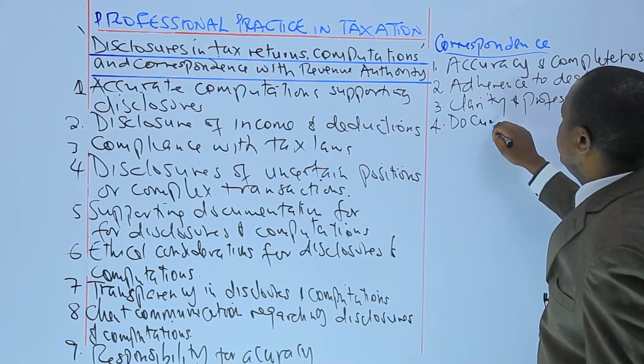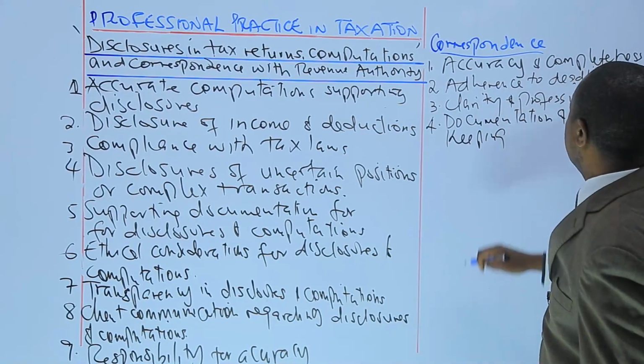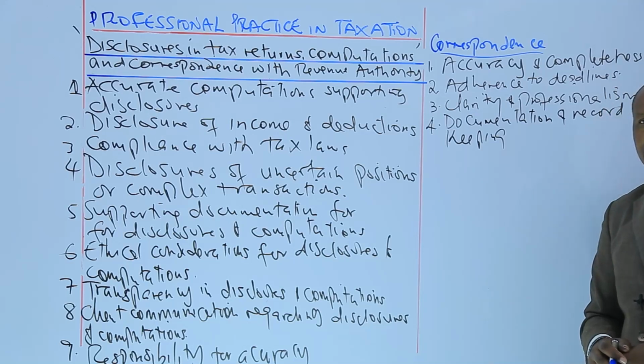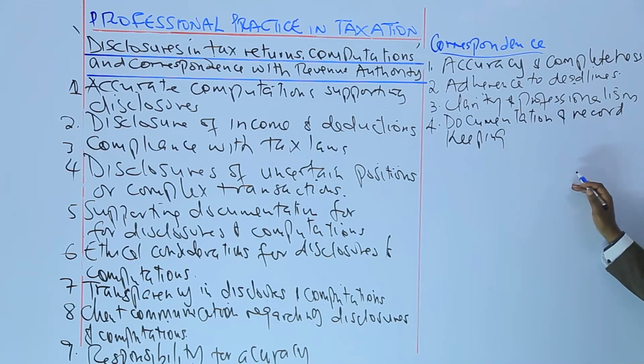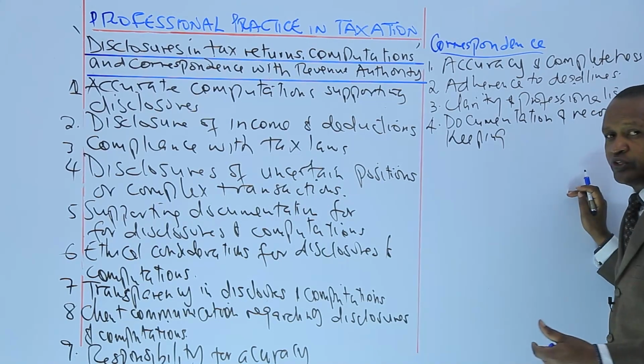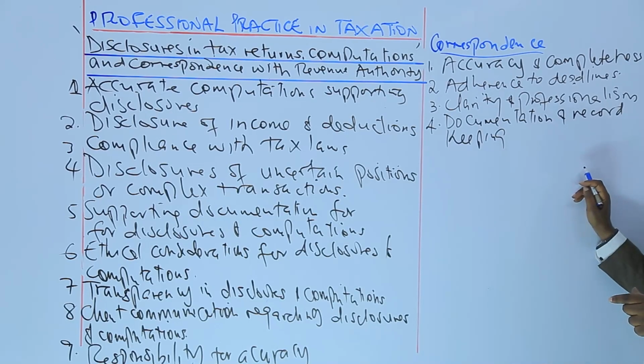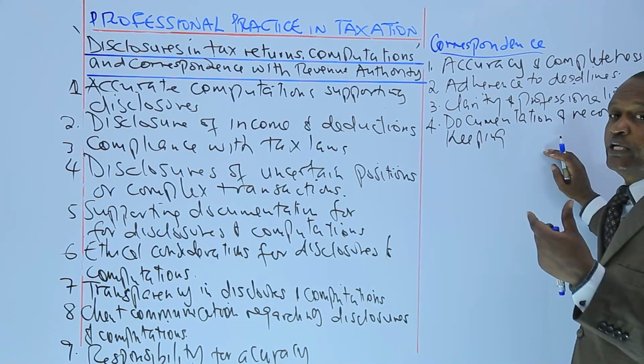4, documentation and record keeping. Maintaining comprehensive documentation of all correspondences and submissions to the revenue authority is essential, because documentation serves as evidence and support for the position taken in tax returns or in response to inquiries.